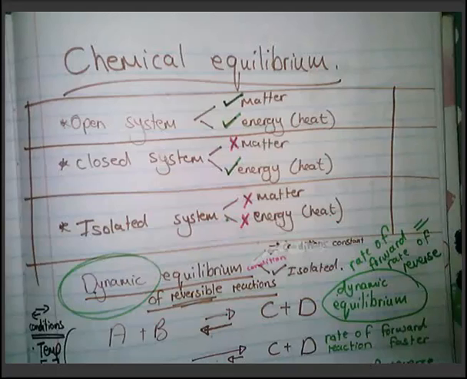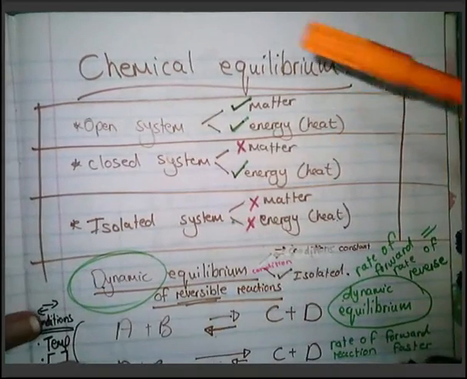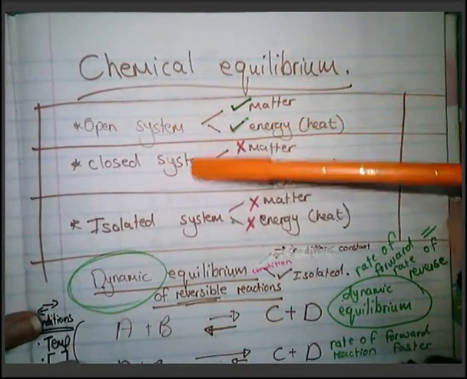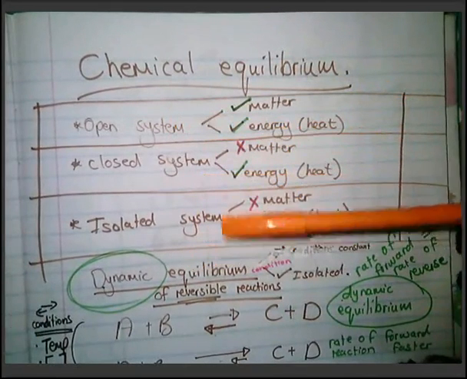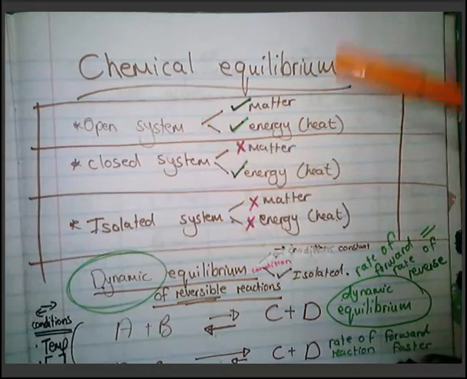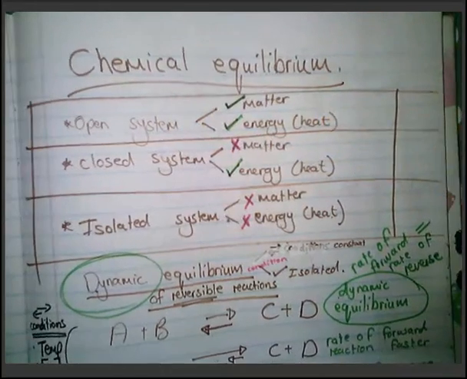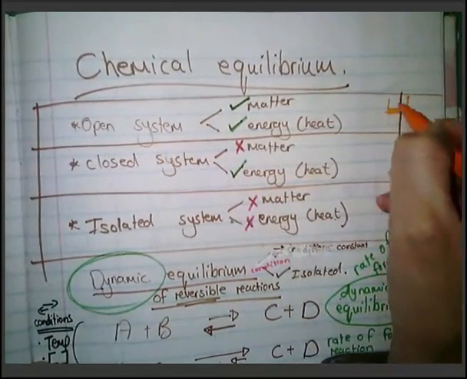Okay, we're talking about chemical equilibrium today. So the first thing that you need to be able to distinguish is the difference between an open system, a closed system, and an isolated system. An open system, you'll see in your textbook, they use a picture of an open pot that doesn't have a lid on, that's on a stove.